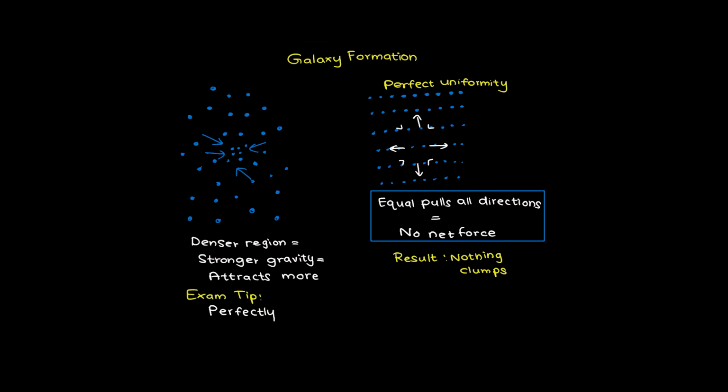Here's a WGU C165 OA exam tip for you. Uniform distribution means equal gravitational pulls in all directions, preventing clumping. The phrase "perfectly uniform" signals balanced forces with no net movement. Quick recall hook: uniform means stuck. Equal pulls everywhere means nothing clumps.